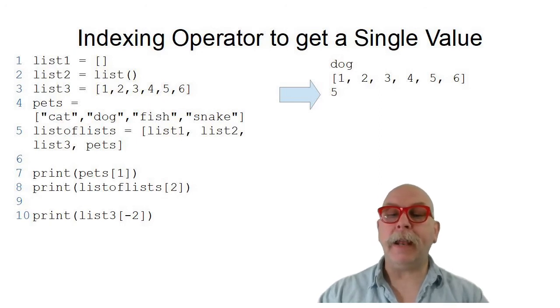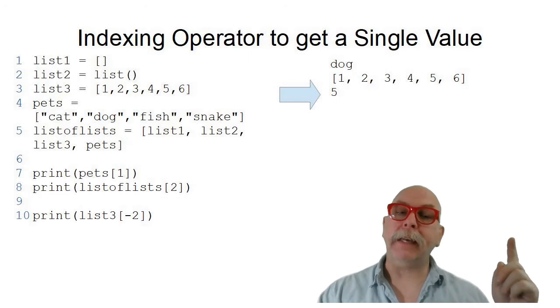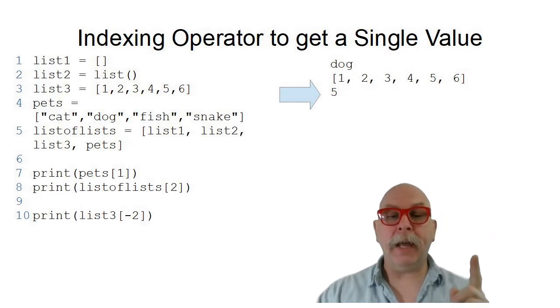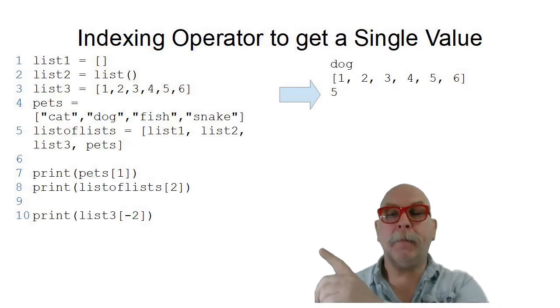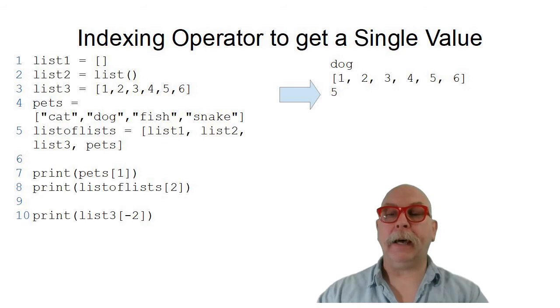And you can see that I'm using the negative position, where -1 extracts the last item in the list. So -2 extracts the next to last item in the list to extract the number 5 from the list 3. So you can see the results of that little program and using the indexing operator to get a single value from a list.